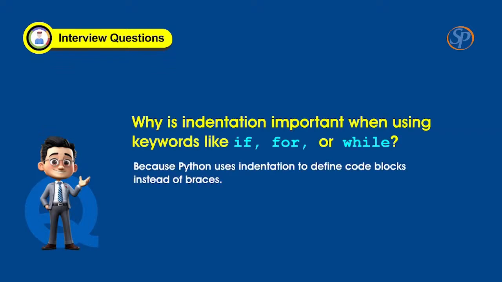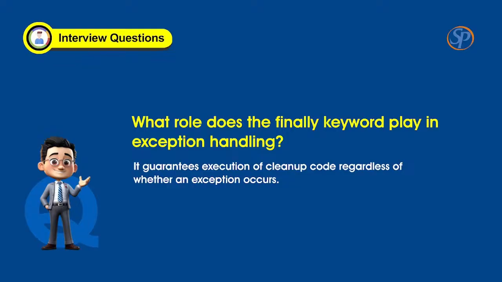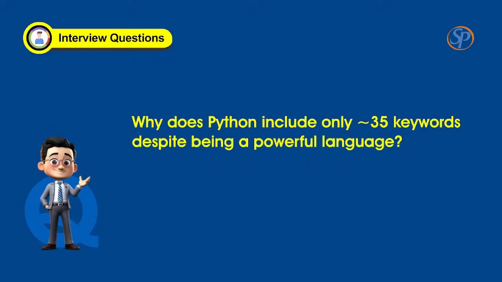Third one, why is indentation important when using keywords like if, for, or while? Here is the answer for you. Because Python uses indentation to define code blocks instead of braces. Fourth one, what role does the finally keyword play in exception handling? Here is the answer for you. It guarantees execution of cleanup code regardless of whether an exception occurs.